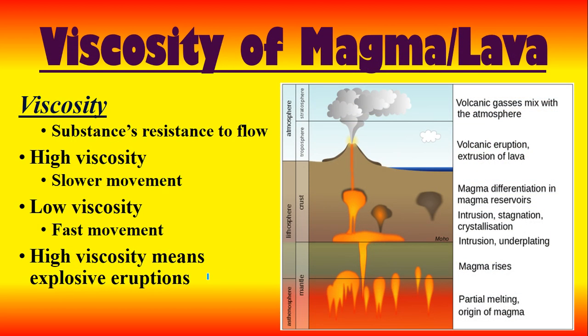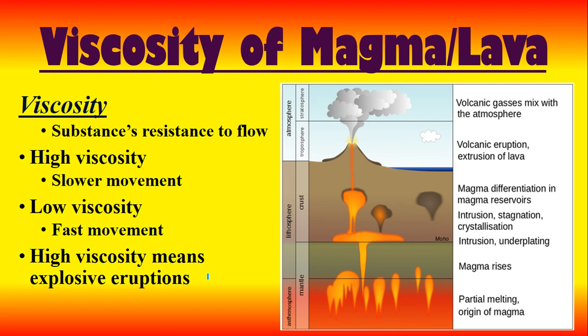Now, when we also talk about magma or lava, we need to talk about something called viscosity. Viscosity's definition is a substance's resistance to flow. So if a substance has a high viscosity, it has slow movement, while if it has a low viscosity, it has fast movement. Think of it like this. You have an inclined ramp, and at the start you place water and you place honey. Which one's going to reach the bottom first? It's going to be the water. Water has a low viscosity while honey has a higher viscosity.